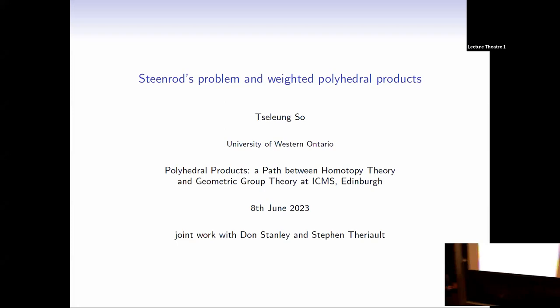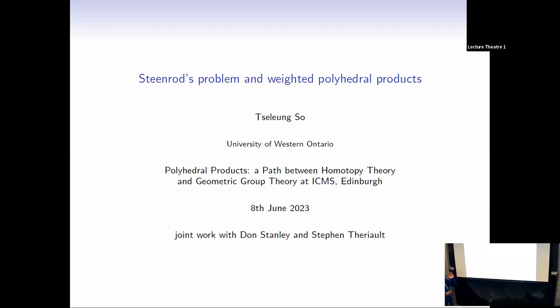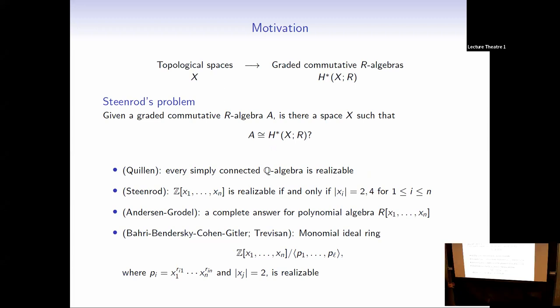First, I probably want to explain the terminology, the Steenrod problem, because I found that it's quite confusing. A few people have asked me what the Steenrod problem is that I'm going to talk about. I'm thinking about the classical realization problem in algebraic topology. The setup is, if I give you a topological space, then you can compute its cohomology ring over any commutative ring R, and this is a graded commutative R-algebra.